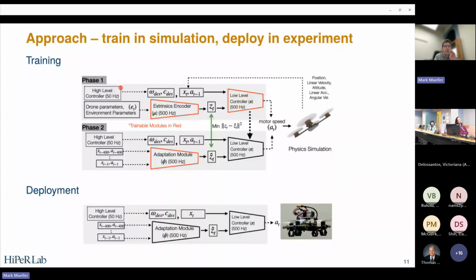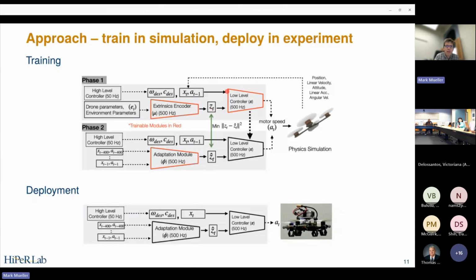And initially, what we do is in simulation, we have access to the true parameters that we're simulating, so the true physical parameters of our system. And we learn two neural networks. We call these two neural networks the extrinsics encoder, that's the first red block, and the second element that we learn is a low-level controller. What these two networks accept: the extrinsics encoder accepts the true parameters that we're simulating, as well as the sensor data that the simulation is generating. And it then outputs this vector z. z is an 8-dimensional vector. We call these the estimated extrinsics.